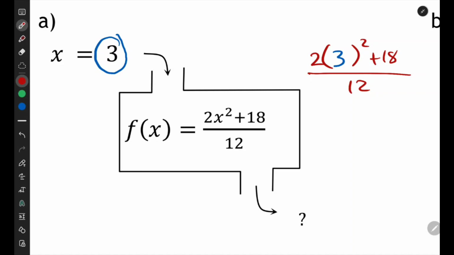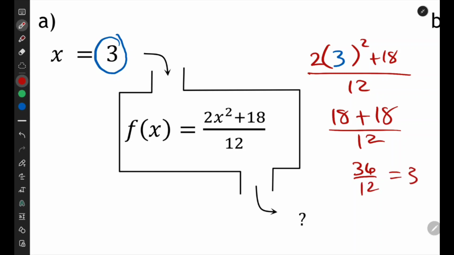2 times 3 squared, of course, I would square the 3 first, order of operation, giving me 9. And 2 times that 9 is 18. So my numerator is 18 times 18. 18 times 18 is 36. So what I have is 36 divided by 12, which I believe is 3. So fun fact, apparently for this particular function, when you give it 3, it spits a 3 right back at you. So the output here should be the number 3.